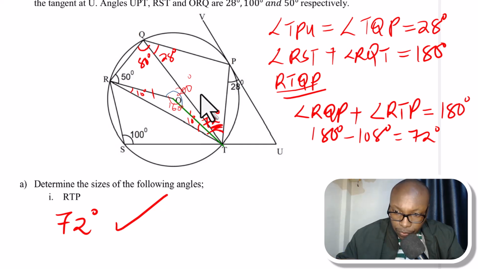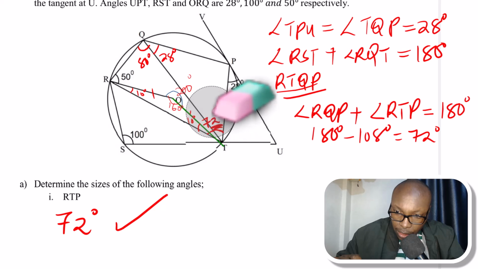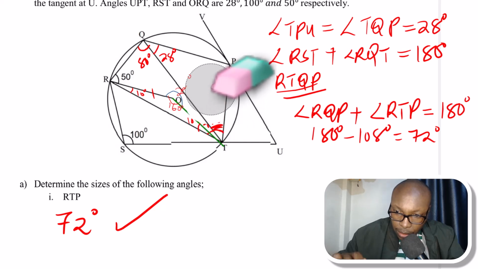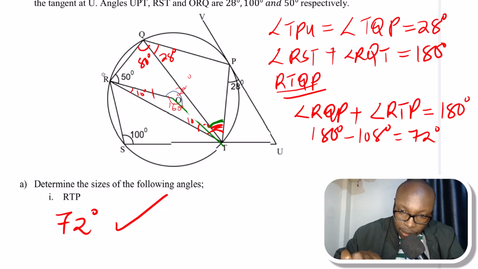QTP is this angle that is here. I'll be able to get this angle. Let me first rub this one out so that I can indicate this angle clearly. The angle that is required is this. This is the angle.